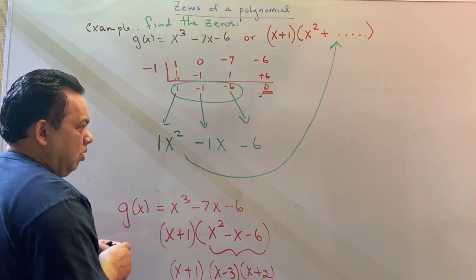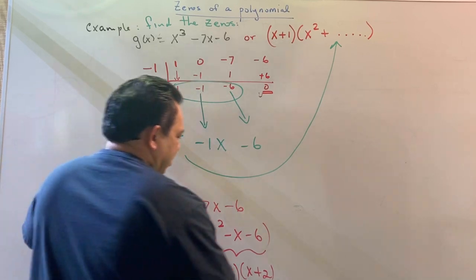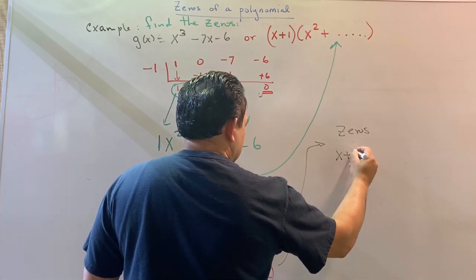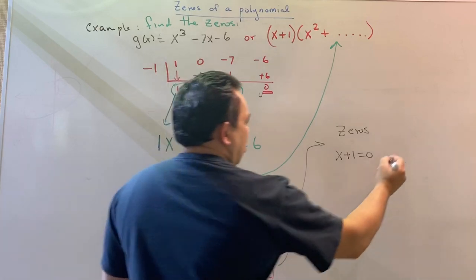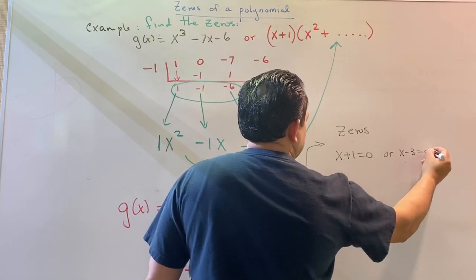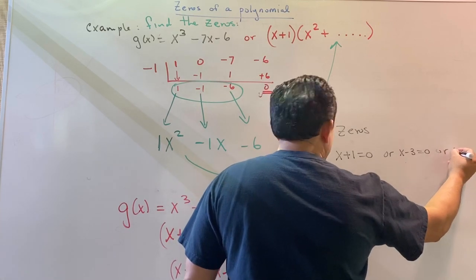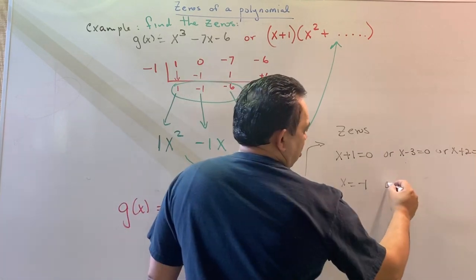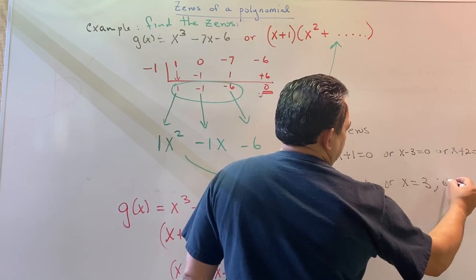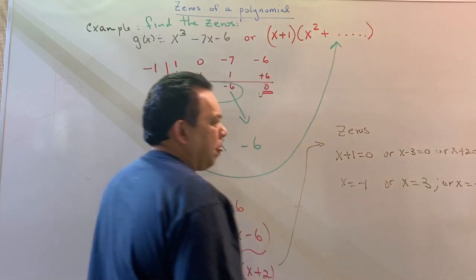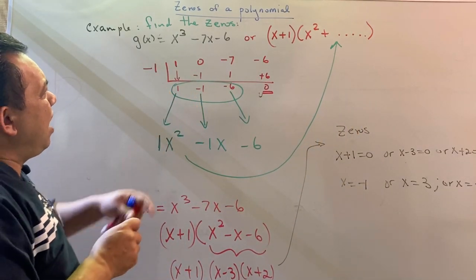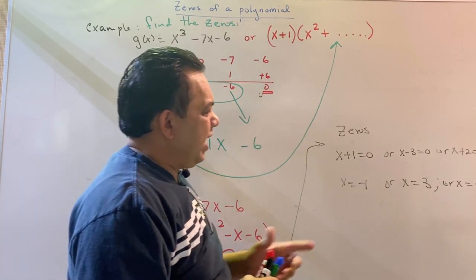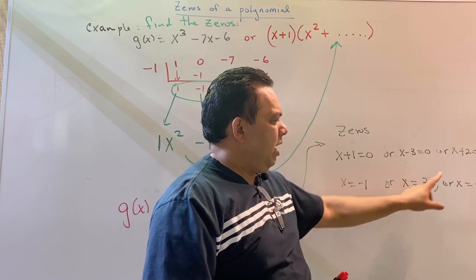So what are the zeros? Well, the zeros are now x plus 1 equals 0, or x minus 3 equals 0, or x plus 2 equals 0. So x is equal to negative 1, or x is equal to 3, or x is equal to negative 2. Meaning that if you look at the graph of this polynomial, it will cross or touch the x-axis at negative 1, positive 3, and negative 2.